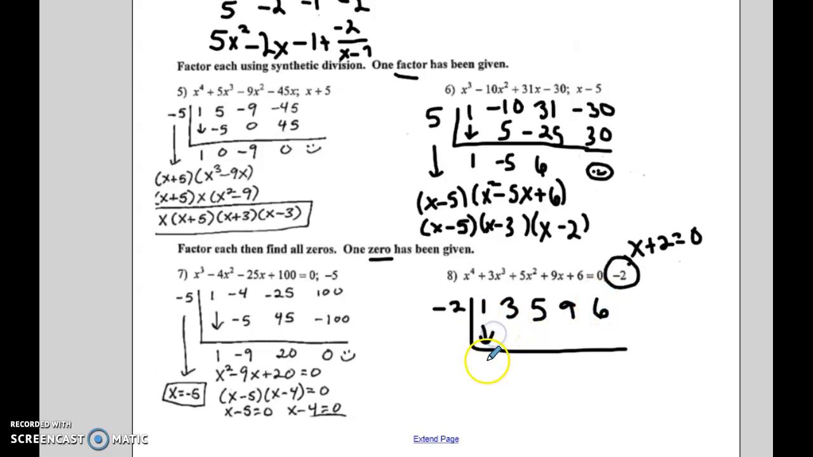I drop this first coefficient, and I multiply and add. Multiply and add. Multiply, add, and multiply. And I'm happy I get a remainder of 0. And I'm happy because I just confirmed that this is a solution. I'm not even going to write the factor. I'm asked to solve or find all zeros. So that is one of my solutions.